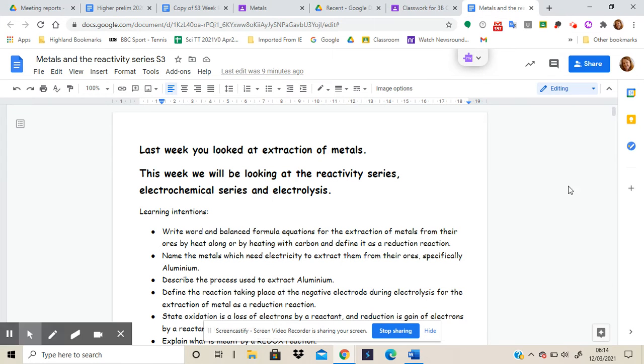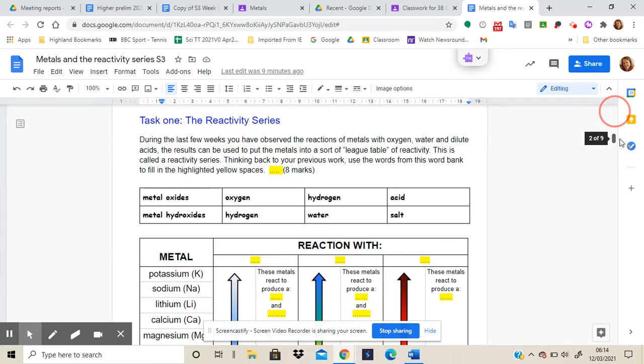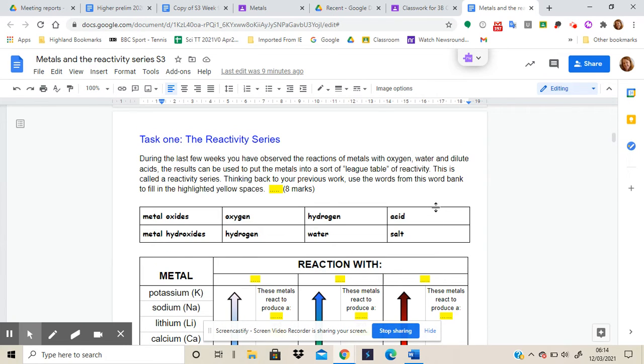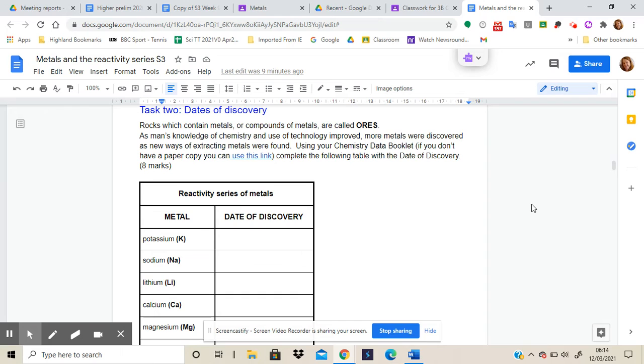So if you have a look at that, you've got your learning outcomes at the beginning. So make sure you go back and look at them. And then here is task 1. So you want to combine all the work that you've already learned about the reactions of metals with oxygen, metals with water, and metals with acid. And where there is a wee yellow highlighted sign, you want to fill in the blank with one of these word banks.